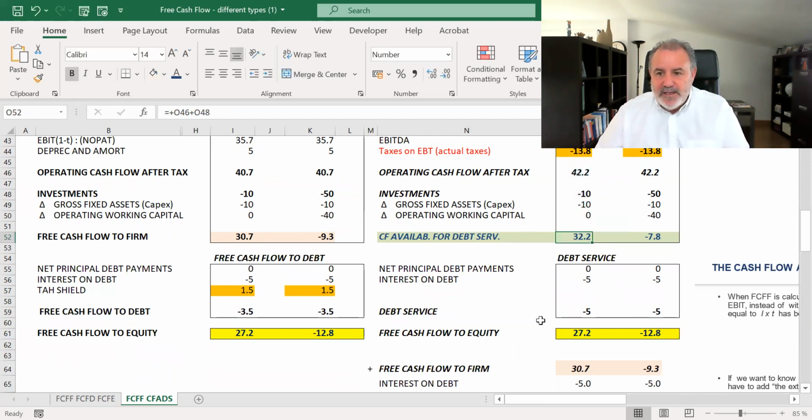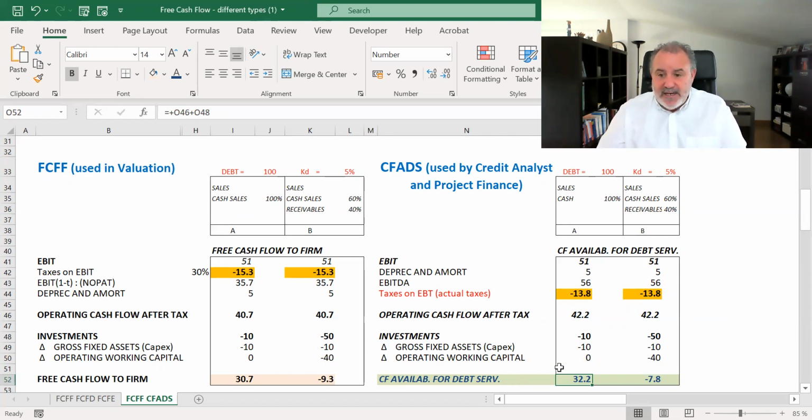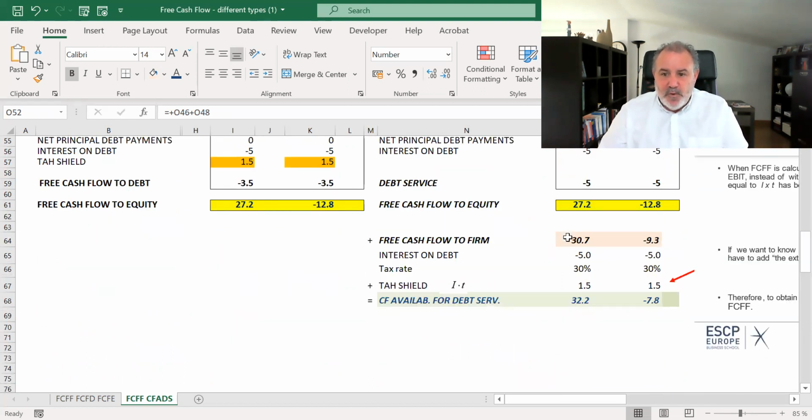So I can do two things: take the free cash flow to the firm and add the tax shield, or if you prefer, just calculate the cash flow considering the actual taxes you paid, not the taxes on the EBIT. You will get exactly the same result, but I advise you to do it the second way because it's much faster, all right? Okay, thank you very much for listening.